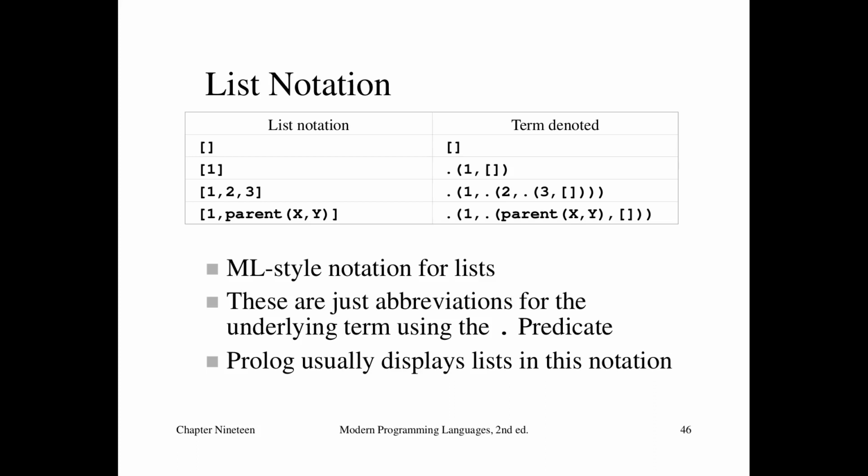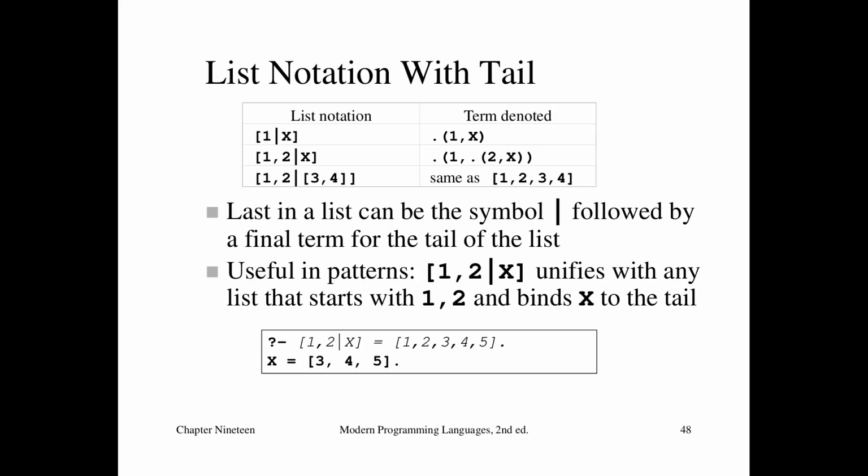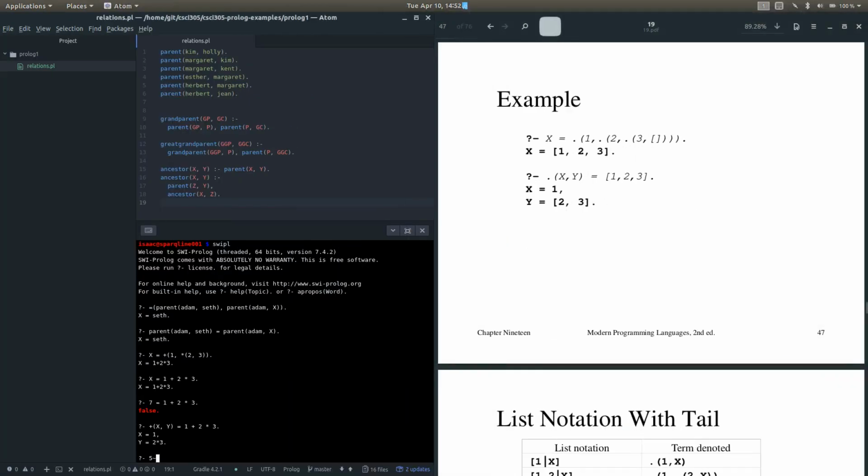And also note that Prolog will display this notation for lists. So if we were to run this as an example, we can say x equals 1. We're building up the list 1, 2, 3.